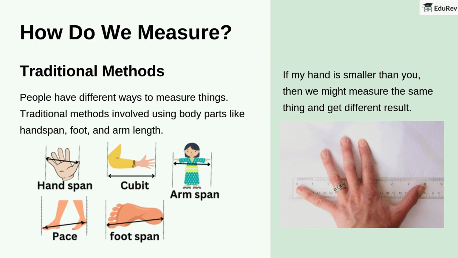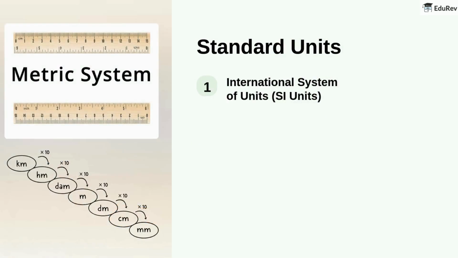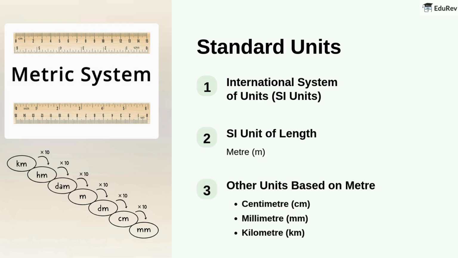This takes us to our next topic: standard units. So, to make measurements consistent for everyone, countries around the world decided to use standard units. This system is called the International System of Units. The basic unit for length is the meter, or m, and it's the same no matter where you go. We also use smaller units, like centimeters and millimeters, or larger ones, like kilometers, depending on the size of what we are measuring. Let's see how we can measure accurately with these units.